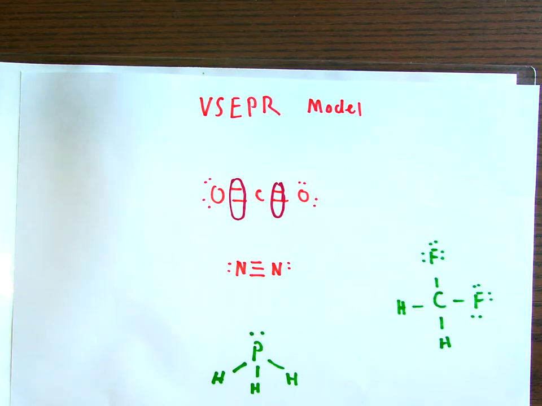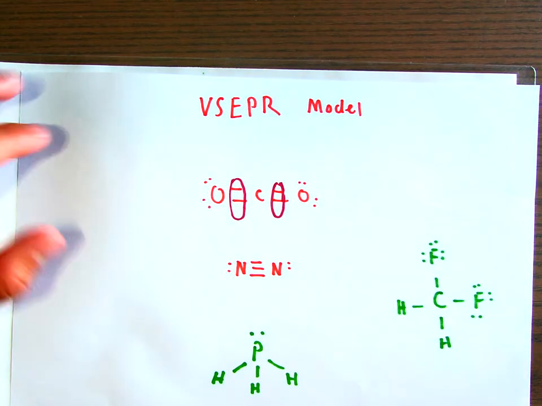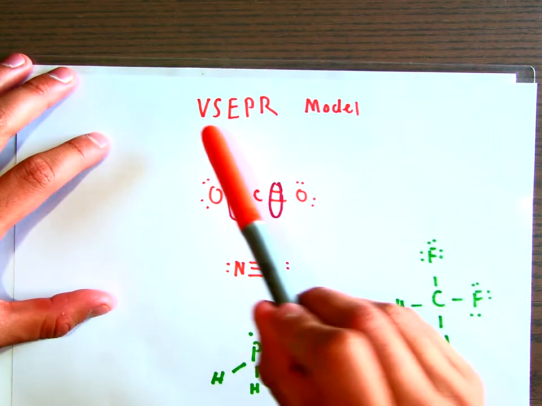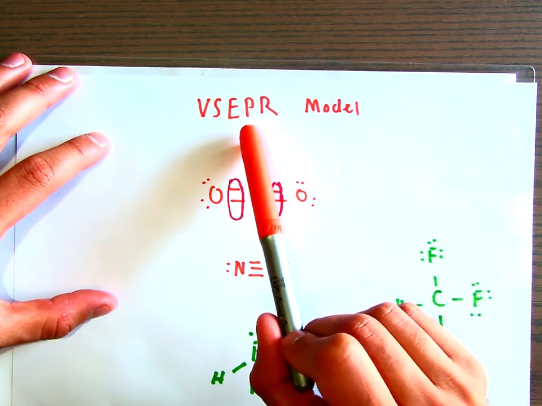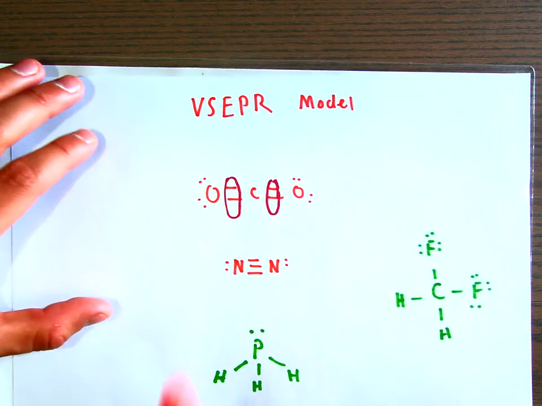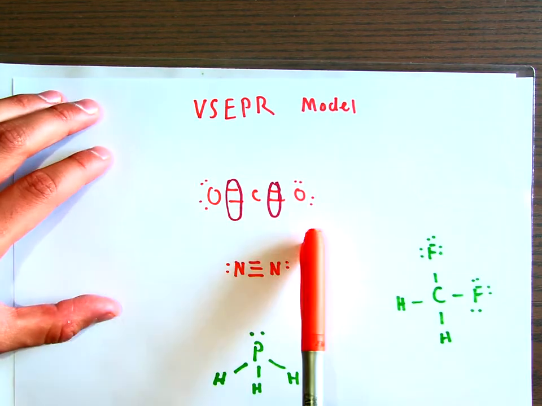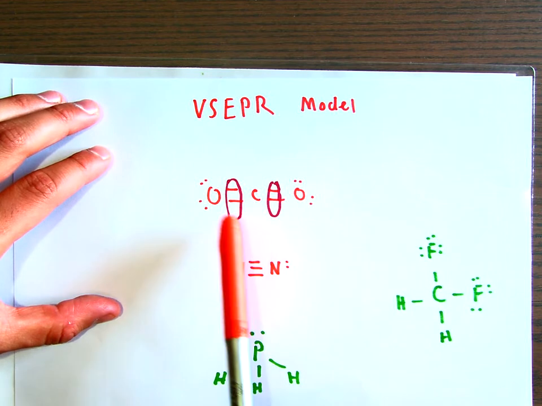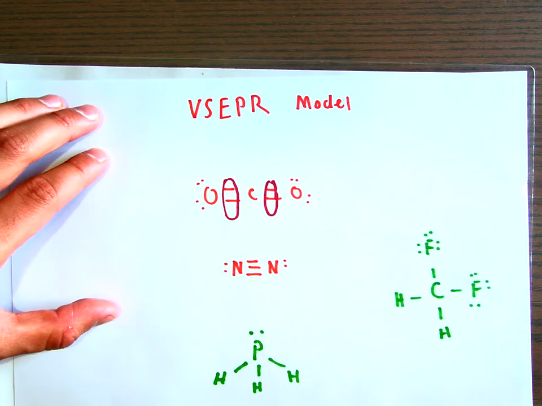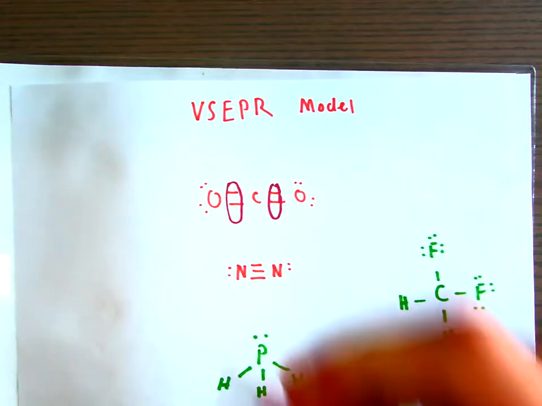Okay, so today we're going to go over VSEPR theory, which stands for valence shell electron pair repulsion theory. If we remember, for example, let's look at the compound CO2. When we have bonds, for example, we have two double bonds here.